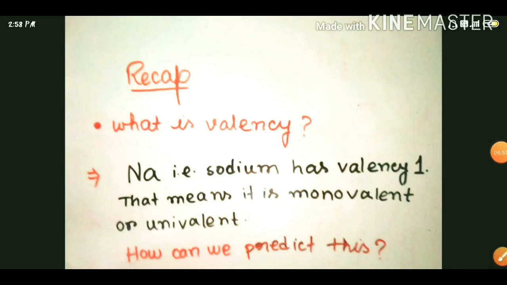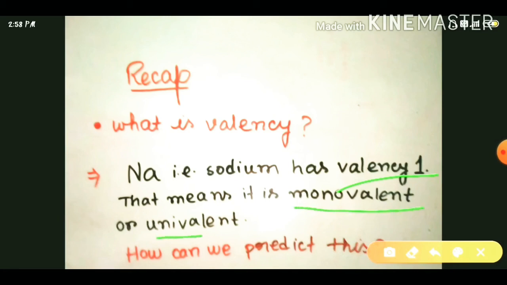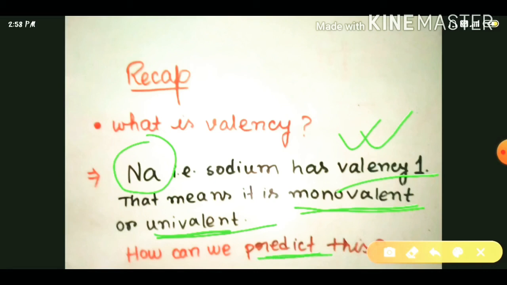Here sodium has valency 1, right? Valency is 1, so it is monovalent or univalent. Any atom having valency 1 is called monovalent or univalent. Okay, how can we predict this valency? How can we say that sodium has +1? Let's see how we check this valency.